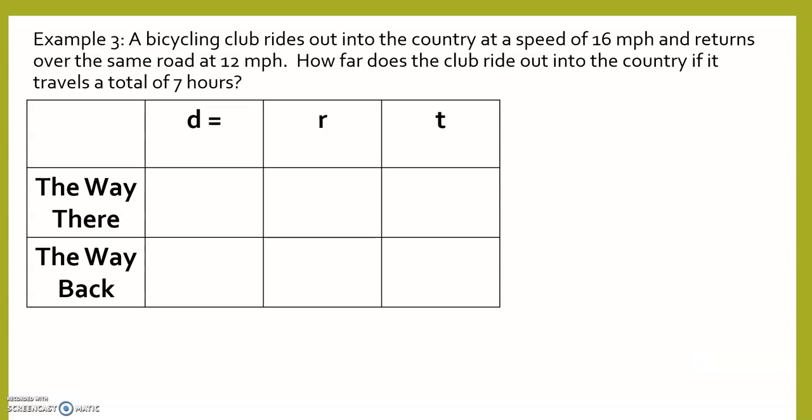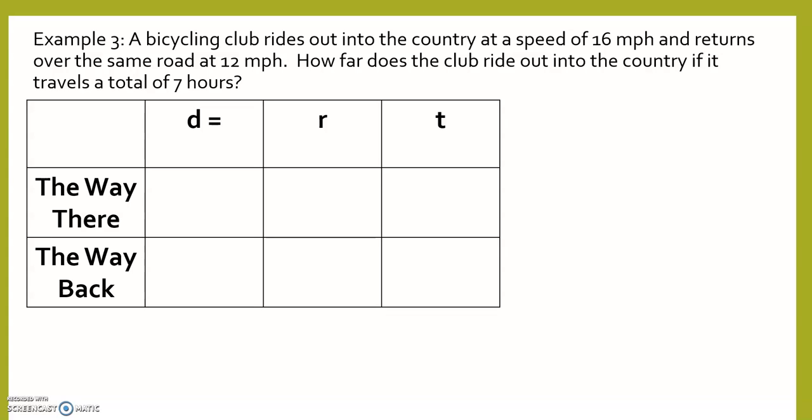Example 3. A bicycling club rides out into the country at a speed of 16 miles per hour and returns over the same road at 12 miles per hour. How far does the club ride out into the country if it travels a total of 7 hours?